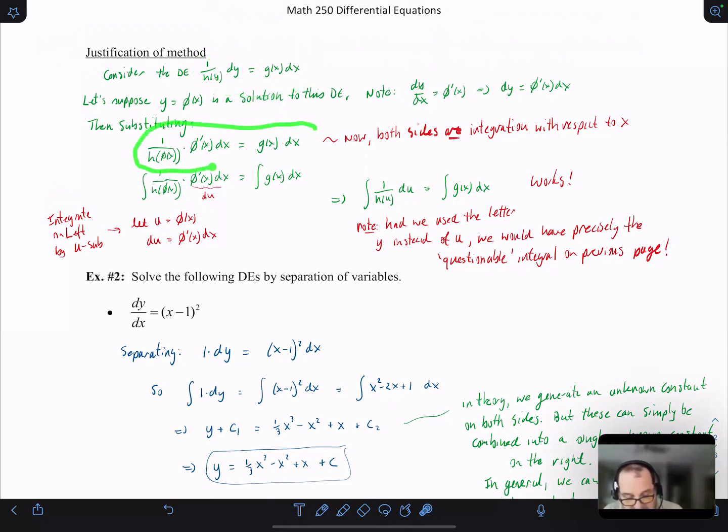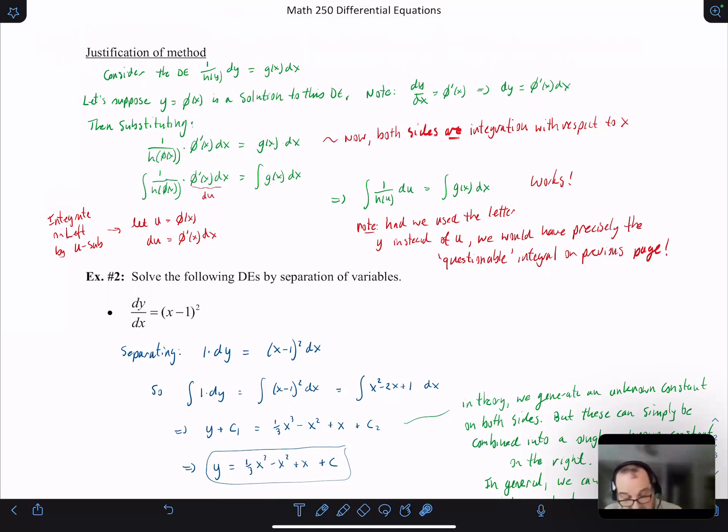So this is what we get here. This would have to be true because I'm just plugging a solution function into the DE. Notice what we have here then. At this point, I replaced y by phi of x, and I replaced dy by phi prime of x dx. If I look at this equation, which we know to be true, it is now with respect to dx on both sides. And so now you can simply integrate on both sides with respect to x. And that is a valid thing to do.